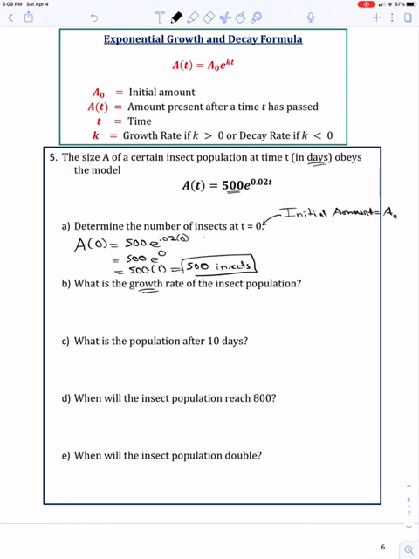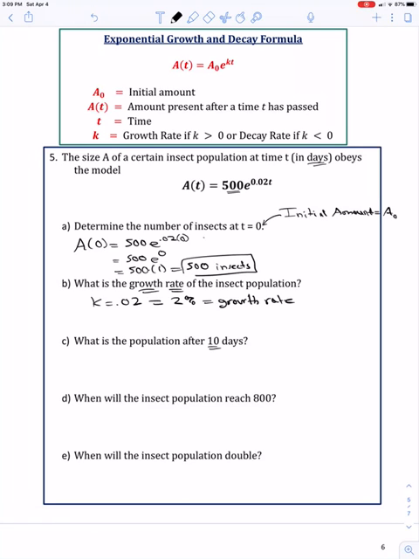Part B said, what's the growth rate? Well, we know k in this example was 0.02. So that equals, as a percentage, 2%, right? 0.02 times 100, so move our decimal 2 places to the right to convert the decimal to a percentage. So there's our growth rate for this insect population.